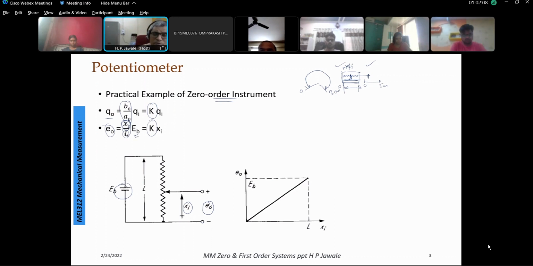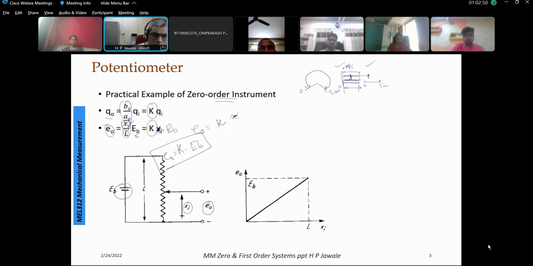Say the output EMF EO will be equal to K times xi. No, sorry, it should be K times EB, not xi, because xi we already considered here, right? I will make the corrections. So please consider this as K times EB, not xi. So this is what is required.